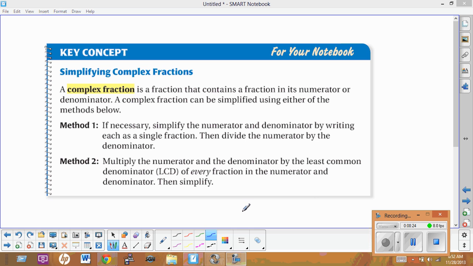Okay, so let's take a look at method number 2. Now, method number 1 and method number 2, it's going to be up to you which one you want to use. You're going to find whatever easier for maybe that particular problem, or just a method you might like best. So let's look at method number 2.